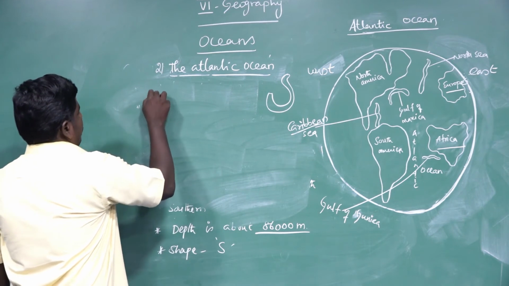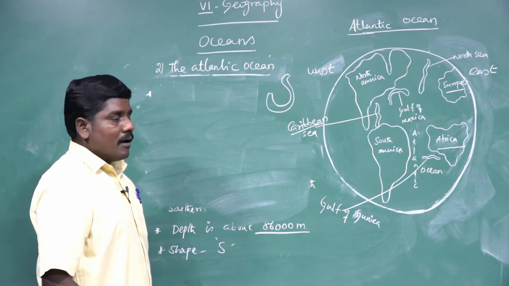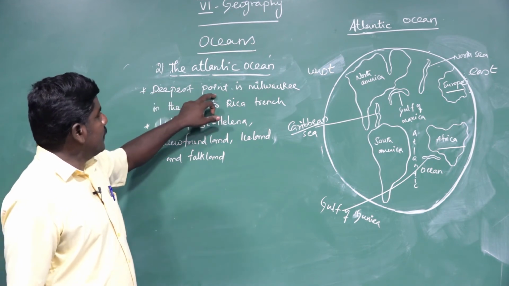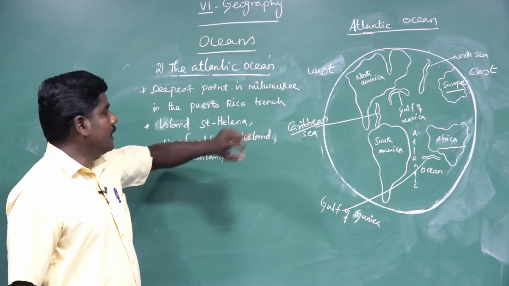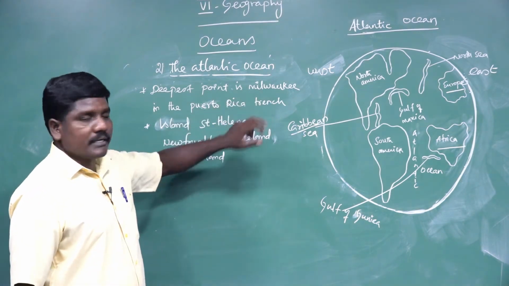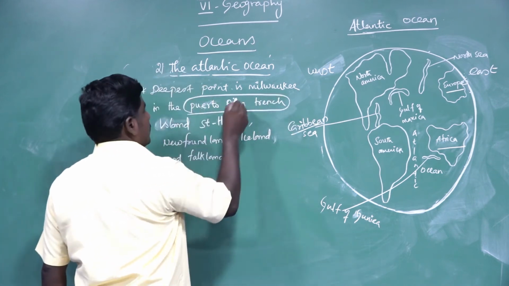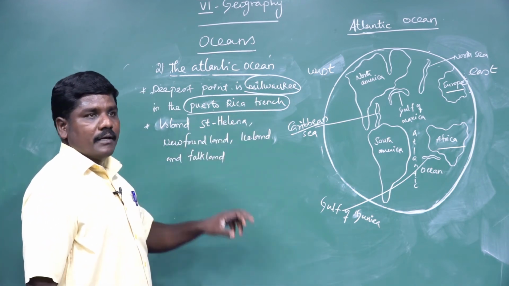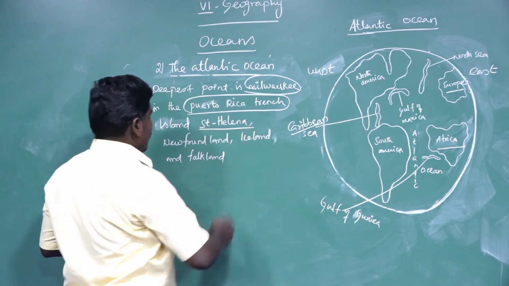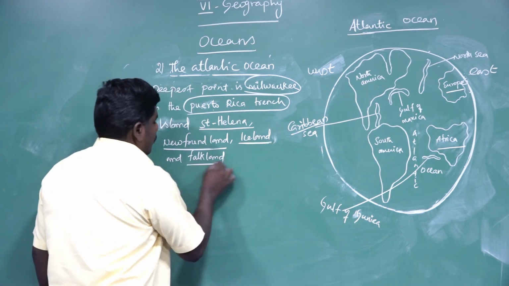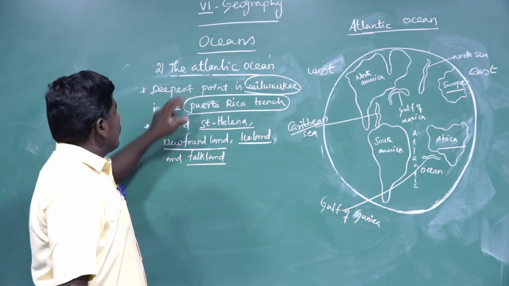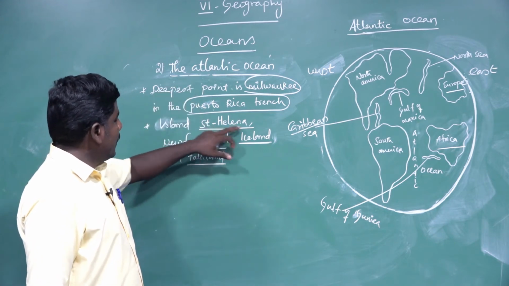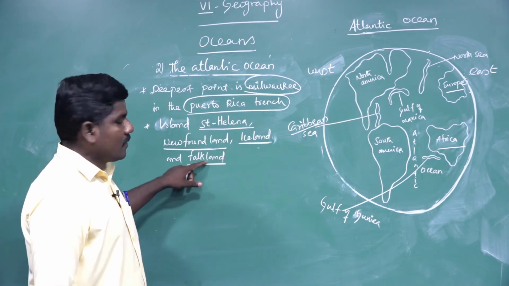Some islands are located in the Atlantic Ocean. The deepest point in the Atlantic Ocean is Milwaukee in the Puerto Rico Trench. What are the names of islands found in the Atlantic Ocean? St. Helena, Newfoundland, Iceland and Falkland.